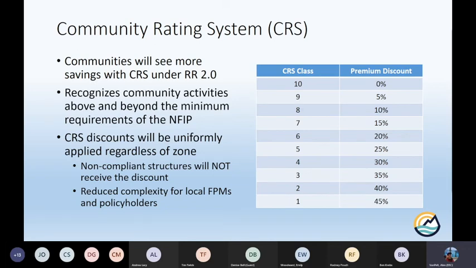But if they bring it into compliance, now you can tell them they're going to see whatever your CRS class for that community is, and that you're going to see that. So it's going to make it a lot easier for you guys as floodplain managers and a lot easier as policyholders.